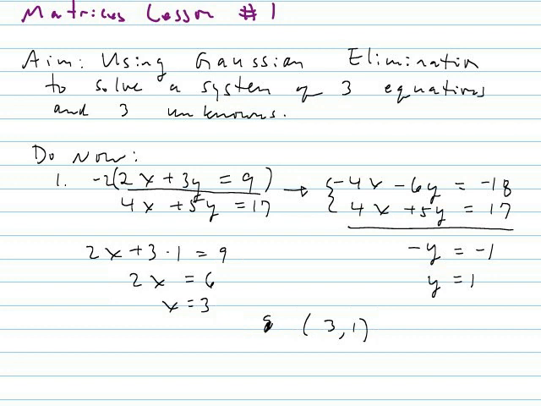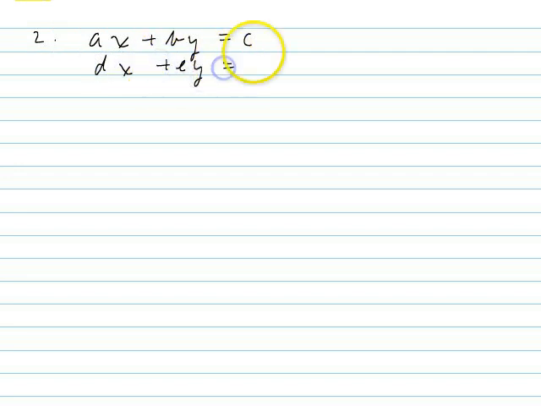But now the second do now question is a bit more complicated. Do now question 2 is, what if everything was a variable? Ax plus by equals c, and dx plus ey equals f. So we want everyone to do both of the do now questions and spend some time on them, about 6 or 7 minutes, because this question 2 takes a while.